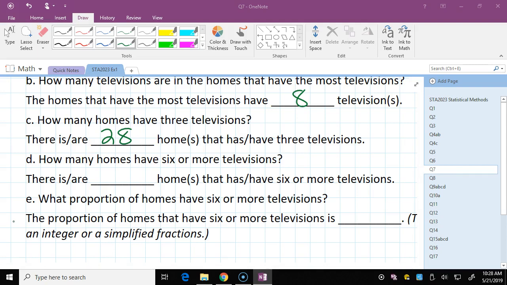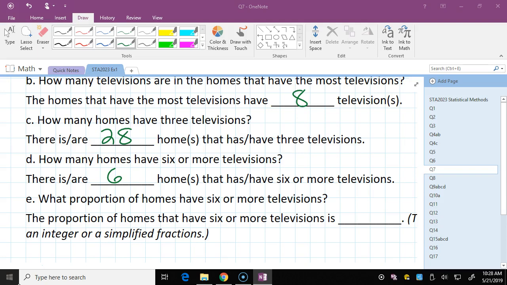Now it says, how many homes have 6 or more televisions? 6 or more televisions. 6. Because you've got to look at your columns. You've got to look at 6 televisions. They have 5. Look at 7. They don't have any. Look at 8. They have 1. So 5 plus 1 is 6.